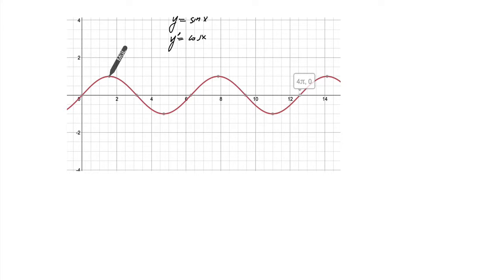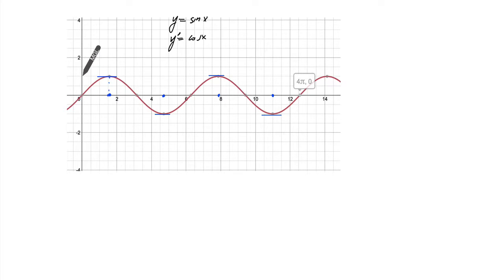Do you see how here we have a slope of 0, slope of 0, slope of 0, and slope of 0? So the derivative at those x values will be 0. Notice that it's right in the middle, right when we have a maximum or minimum value. And note that here the slope is positive and that slope is 1.